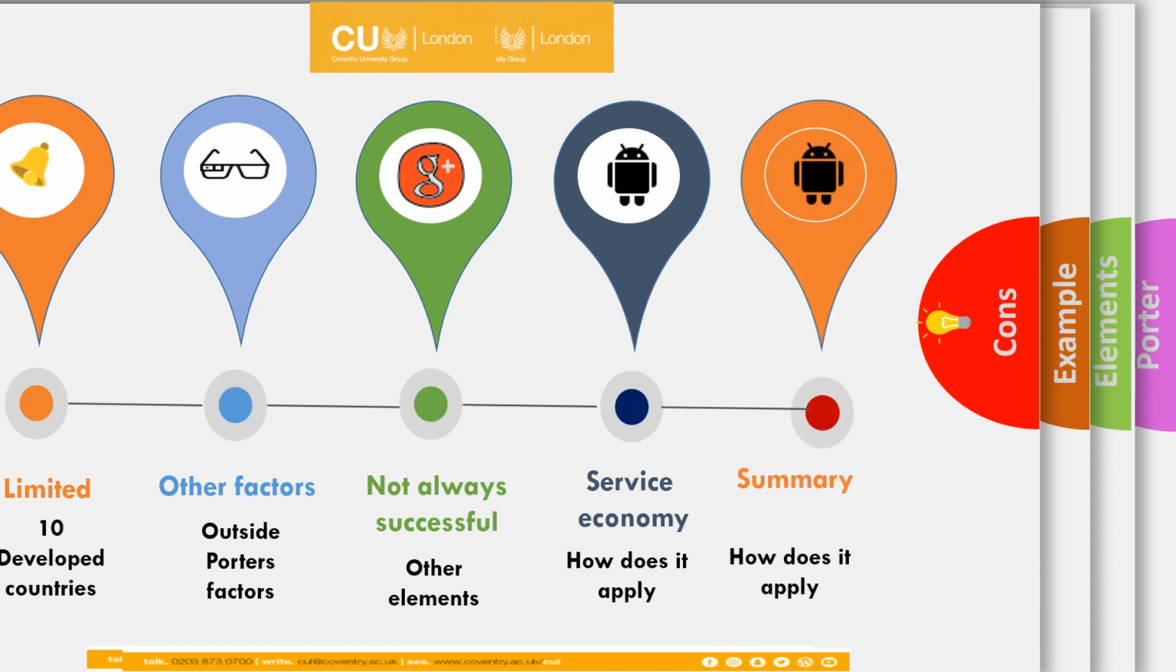So overall, we can see that Porter's diamond model is good. It gives an overview, admittedly from developed countries, of how competitive advantage can be gained, and what governments and nations can do to support their industries and give them a competitive advantage.